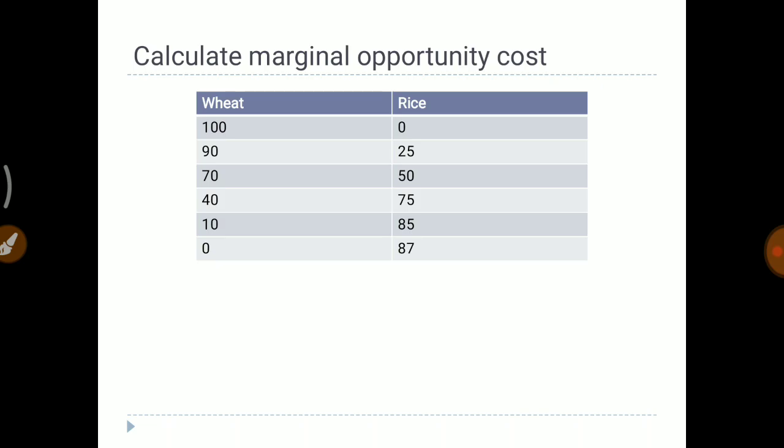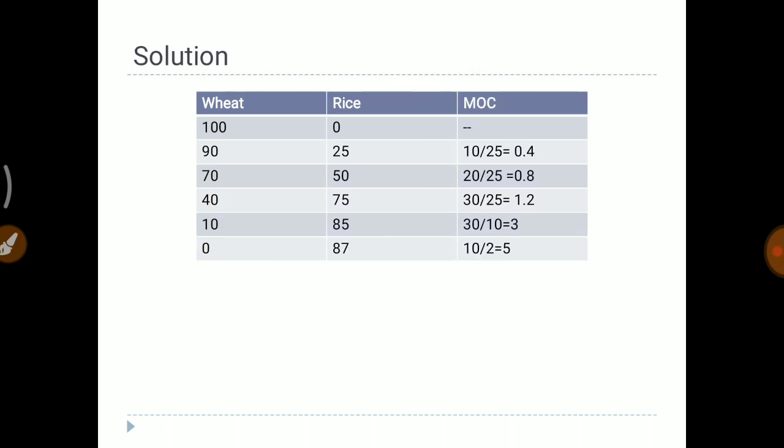What is the loss when I am shifting from 100 to 90? The loss is 10 and there is a gain in rice of 25. Similarly, when I am shifting from 90 to 70, what is the loss? 20 is the loss and there is a gain of 25 in rice. Just see the solution. When I am shifting my resources from wheat to rice, there is a loss in wheat and there is a gain in rice.